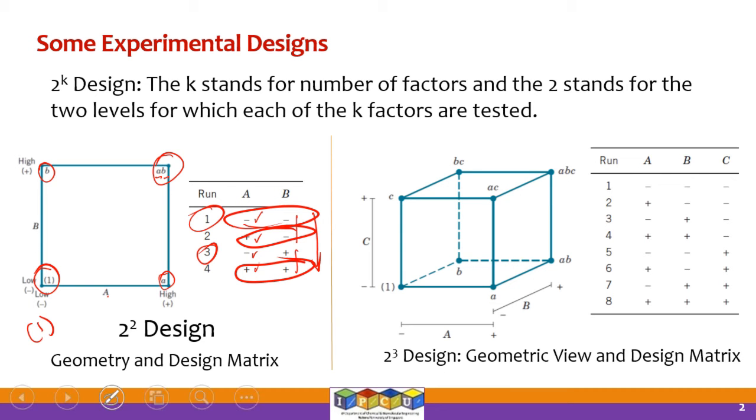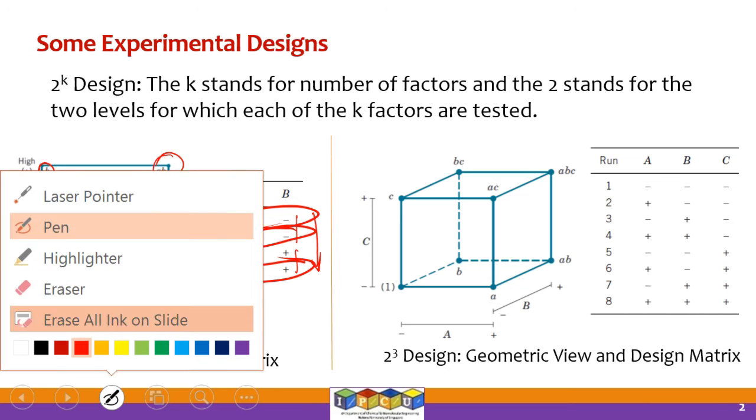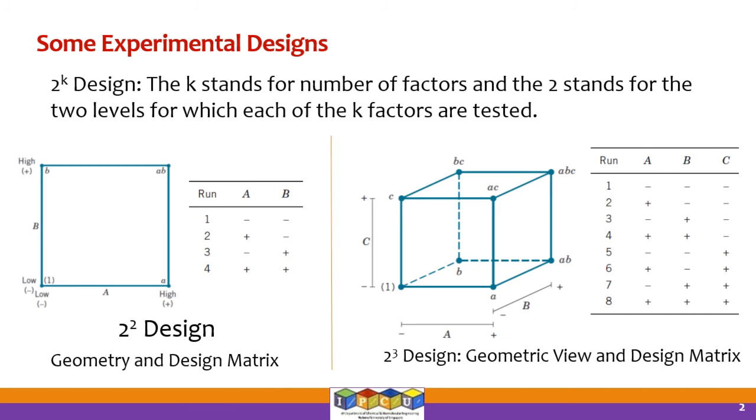So if you look at this, I say all this because different textbooks do different notations. So this will be 1, this will be A, this will be B, and this will be AB, to say that both A and B are high, so that's the label AB. So that is what is shown in this particular diagram.